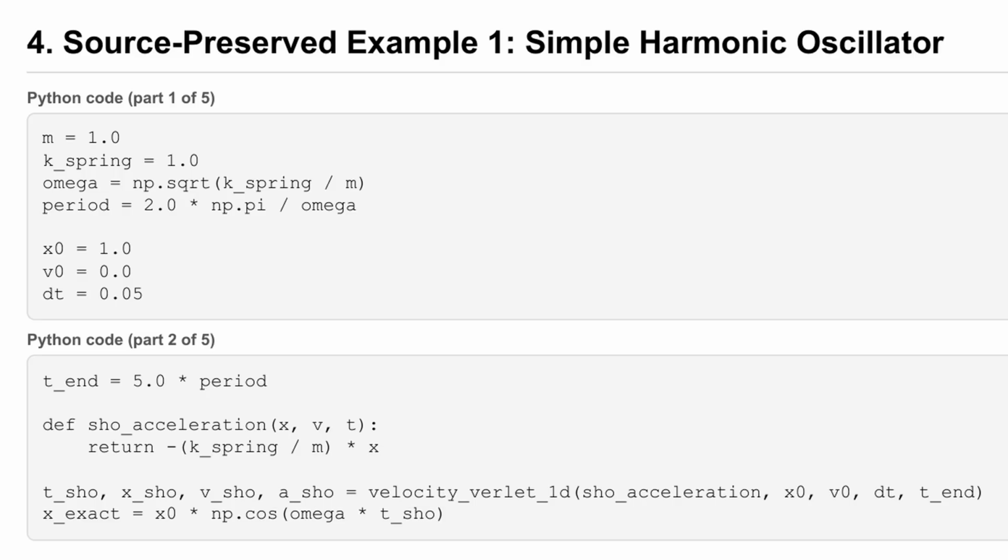This plot overlays our numerical velocity-Verlet result with the exact analytical solution. As you can see, the two curves match extremely well over multiple periods, confirming that our numerical method is accurately simulating the simple harmonic motion.